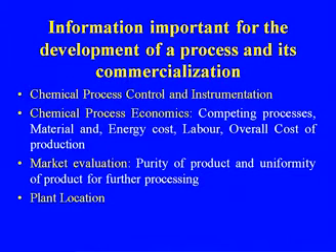Chemical process control and instrumentation, chemical process economics, competing processes, material and energy cost, labor, overall cost of the production. This is a very important aspect in the case of the chemical industry, because the cost of the raw material varies from 40 to 50%; in some cases it may be 20 to 30, but in many cases it is around 40% of the total cost. And so the cost of the raw material, energy, labor, overall cost, that is a very important aspect.